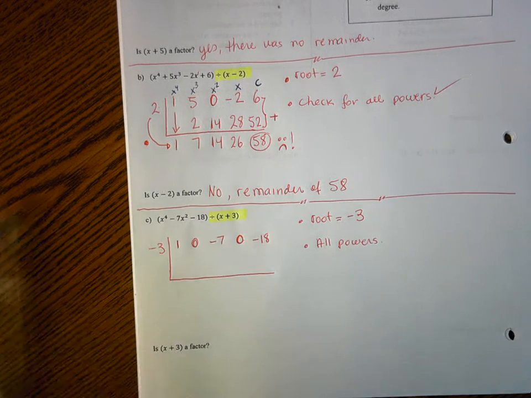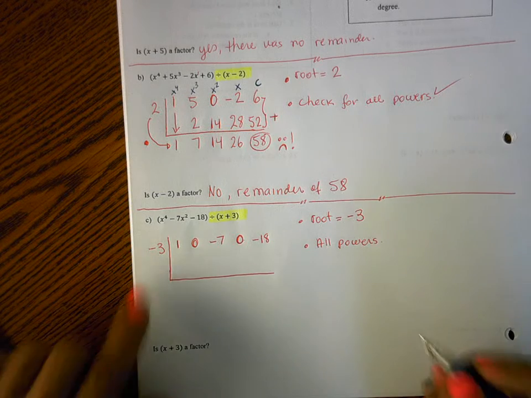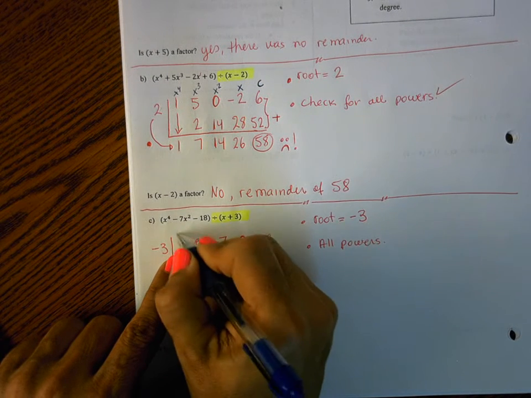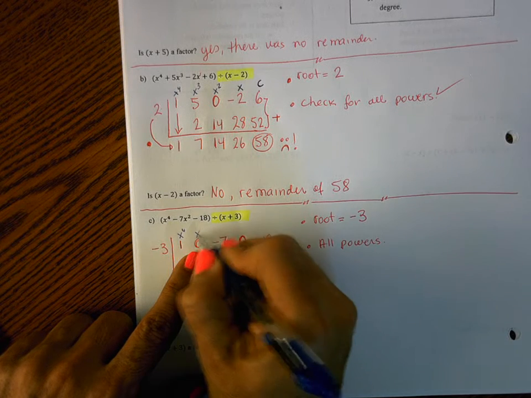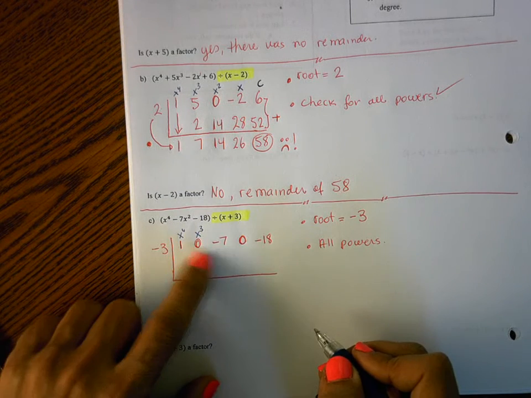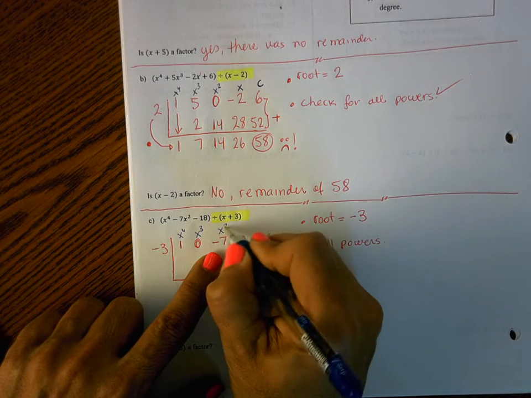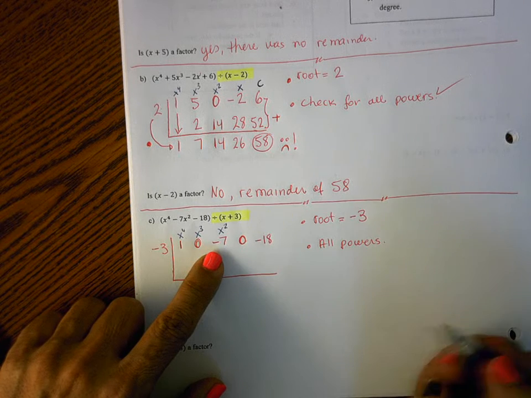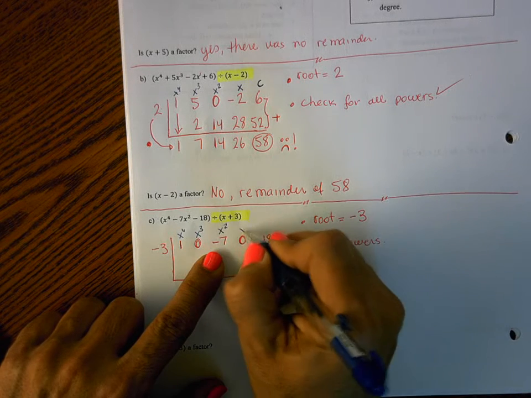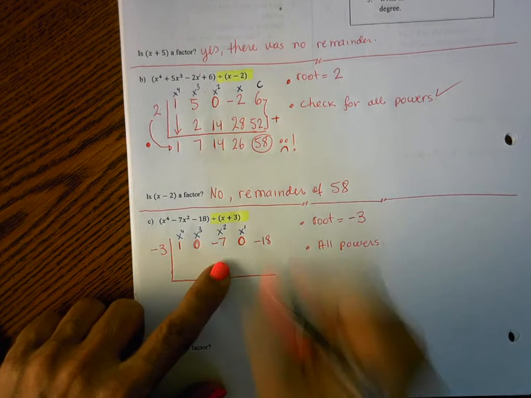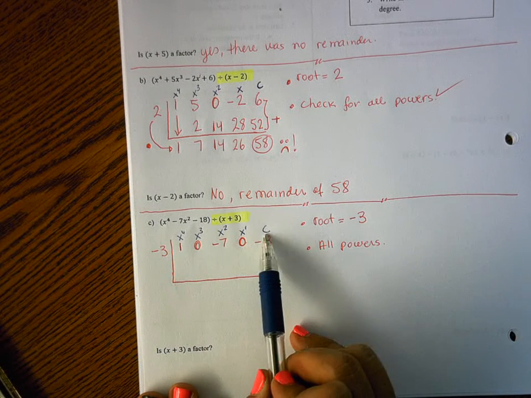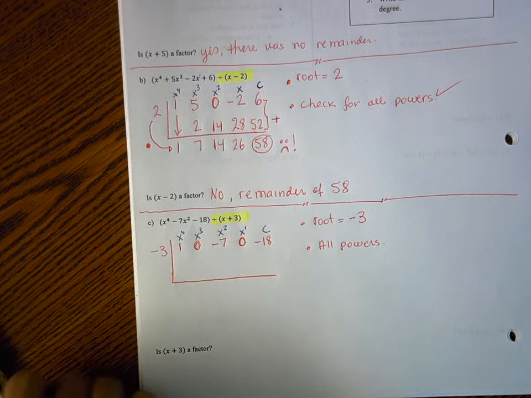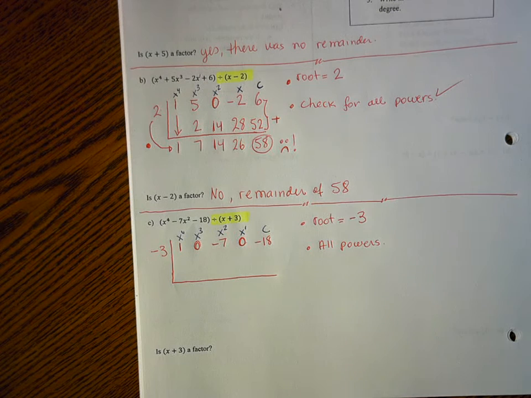So let me rewind in case some of you got lost. The 1 is for the x to the 4th. The 0 is for x cubed that didn't show up. The negative 7 is for the x squared. And then for the x power, power of 1, nobody showed up, so we get 0. And then we have the constant. See? 4, 3, 2, 1, constant. It has to exist. It has to stay organized.